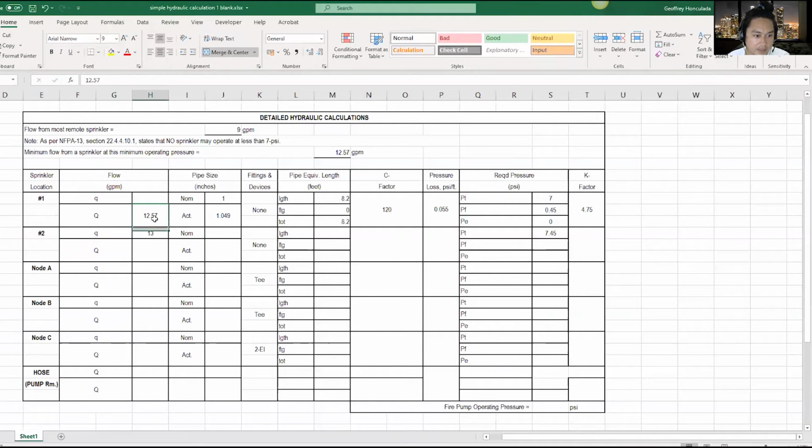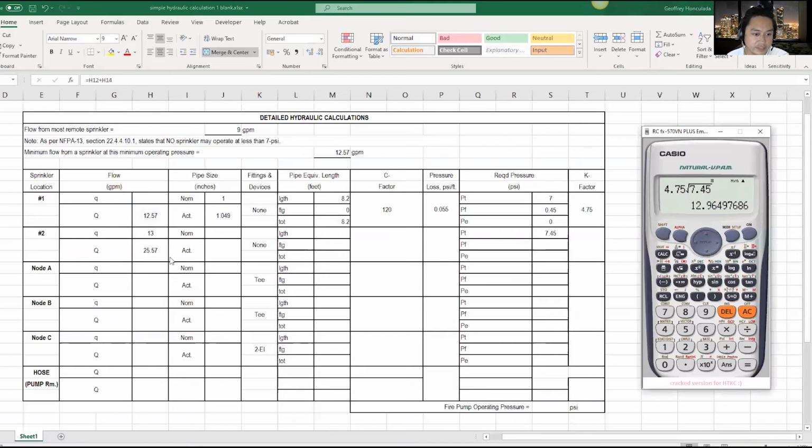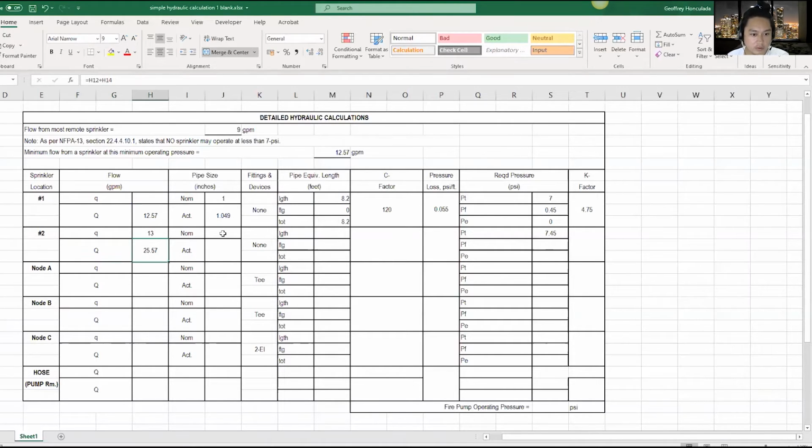So that's what we're going to do. 12.57 plus 13, so that's 25.57. So our Q2 is 25.57. Now the next thing we need to do is fill this up here. We are still at sprinkler 2, so we have the value of K at 4.75. Then as mentioned earlier, all the pipes that we are using are galvanized, so the C value for all is 120.